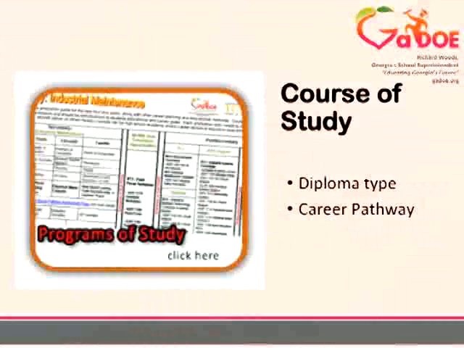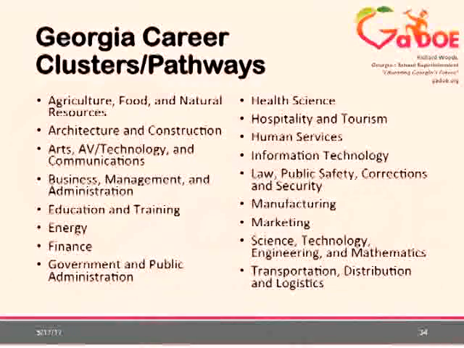And I said earlier that course of study is just talking about their diploma type and/or their career pathway. Now, to me, in order to make it really best practice, I would do both. I would talk about their diploma type and their career pathway. And these are the career pathways, and hopefully you guys have seen these before. They're not new to you, and they are offered in your school district.